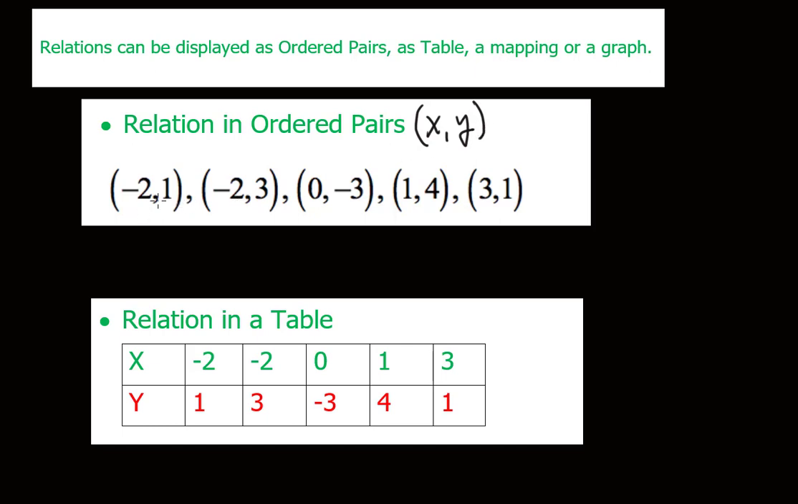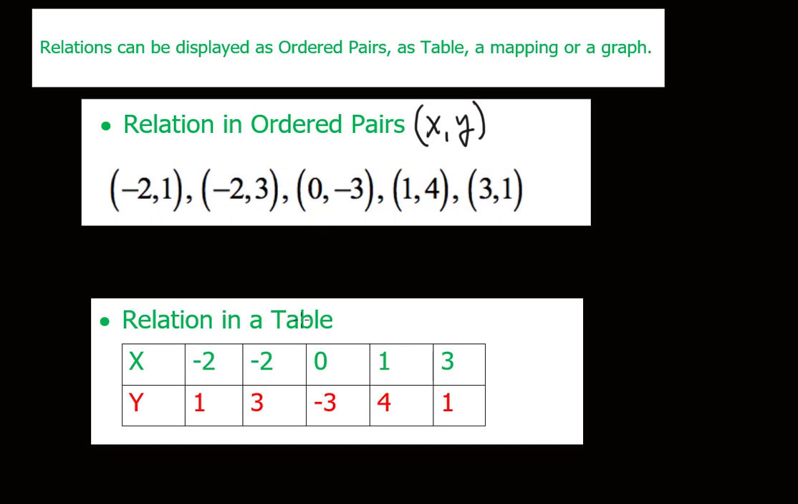As you can see, these two ordered pairs have the same x value but two different y values. Everything else has a different x number and a different y number. Even though these two have the same x value, this is a relation, but it's not a function. We will consider functions later on, but as of now, we know this is a relation because -2 associates with 1 and -2 associates with 3. So this is displaying a relation in ordered pairs.